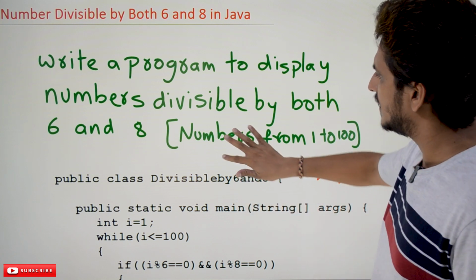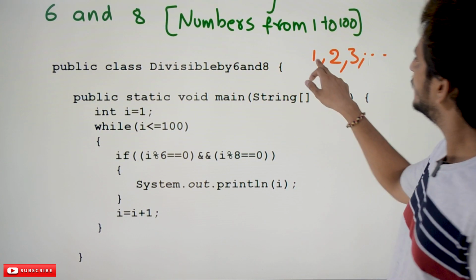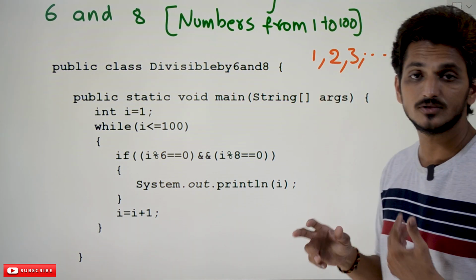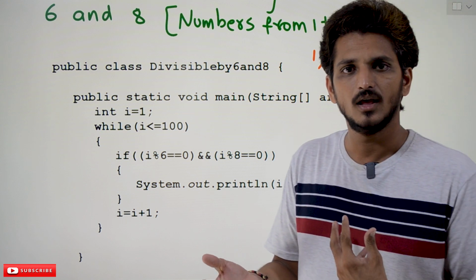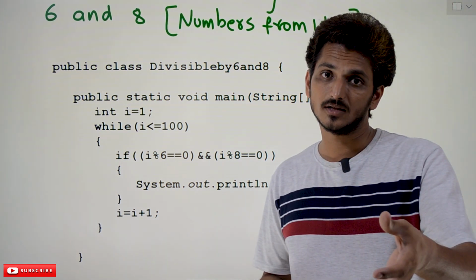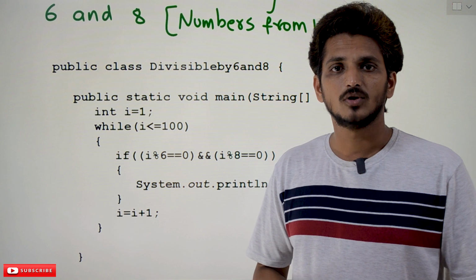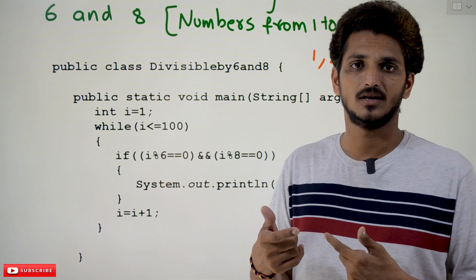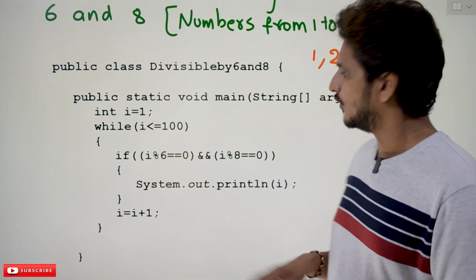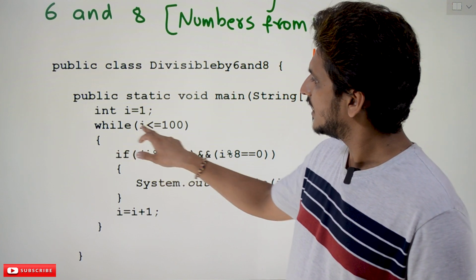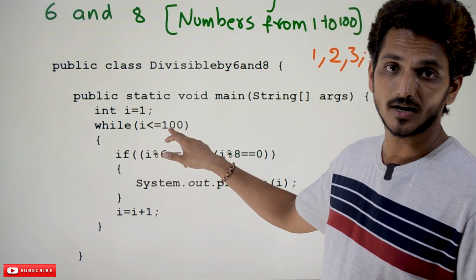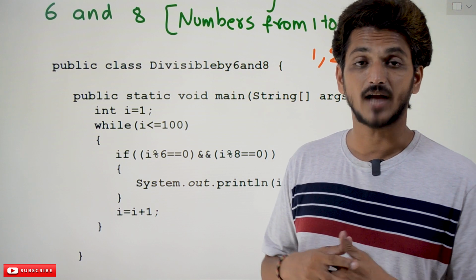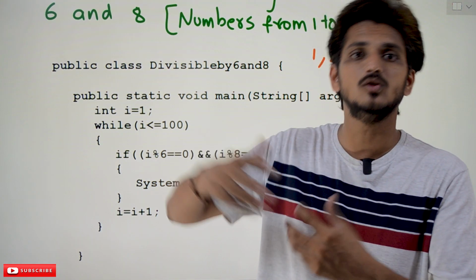Then we can say that the given number is divisible by both 6 and 8. Coming to the example, we need to take numbers one by one: 1, 2, 3, 4, 5, 6, 7, 8, and so on up to 100. In our last class, when we discussed the loops concept, we take numbers one by one until the condition is satisfied. So how many numbers do we have to take here? We need to take numbers while i is less than or equal to 100. Until then, you have to execute the loop.